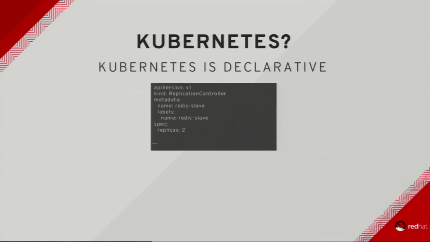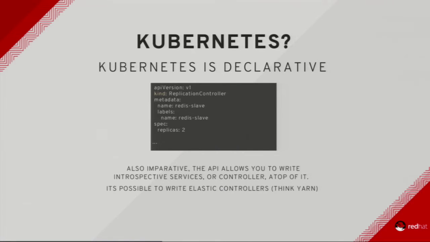So Kubernetes is declarative. Here's a very simple example. You basically specify the number of replicas that you'd like in a replication controller, and when you submit that, Kubernetes will go about trying to achieve that state, right? But that doesn't mean it's only declarative. It has an imperative API, right? The API allows you to write your own introspective services or controllers atop of it, right? So you could write a service that runs on Kubernetes that talks back to Kubernetes that can control and act and request more resources. Right? Very similar to how a YARN application works.